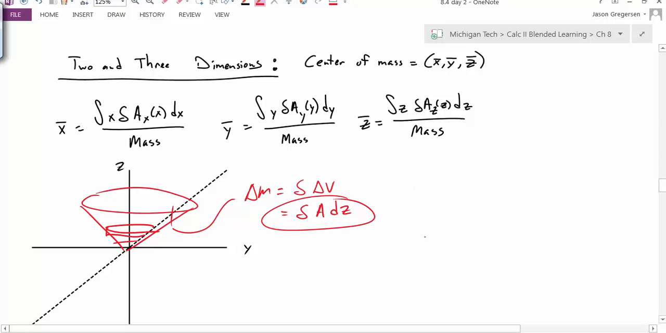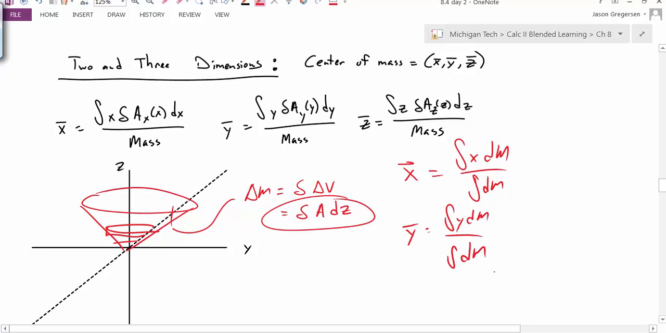So really, when I do any of these center of mass things, I'm just doing this. I'm saying, okay, x times dm integral over dm. And when I do y, I'm just doing y dm integral over dm. But when I look to find that little piece of mass, it's going to be the mass in my cross-section. And the cross-sections I cut are going to be different if I'm trying to find the x-coordinate or the y-coordinate.